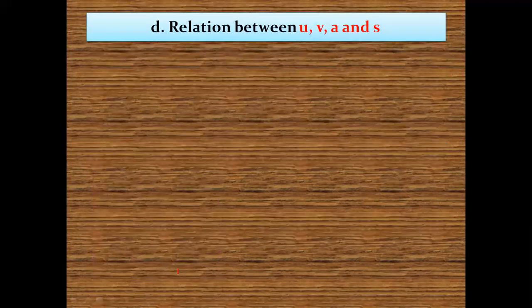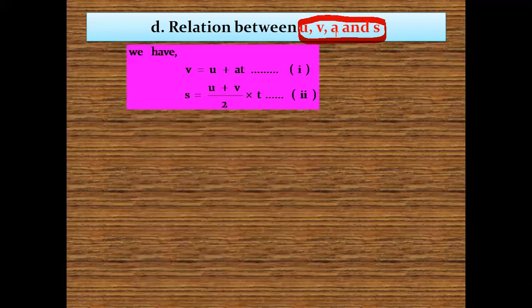Okay, now the fourth equation of motion. In the fourth equation of motion, we find the relationship between u, v, a and s. Again, here also we take the help of equation first and equation second, and we derive equation 4, the fourth equation.